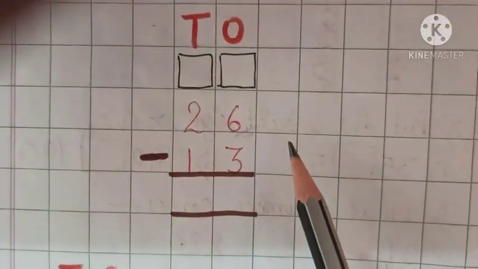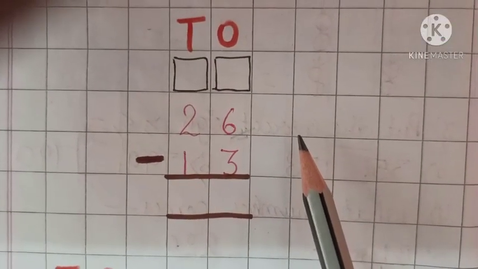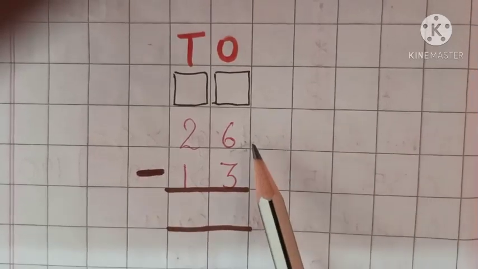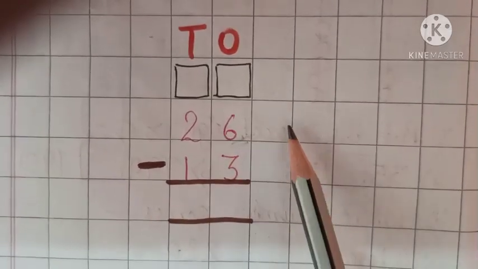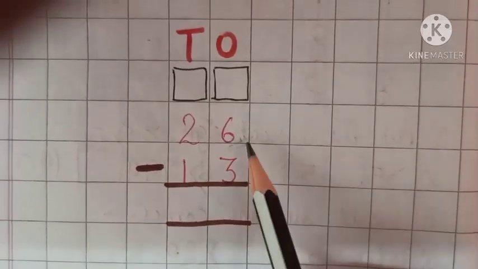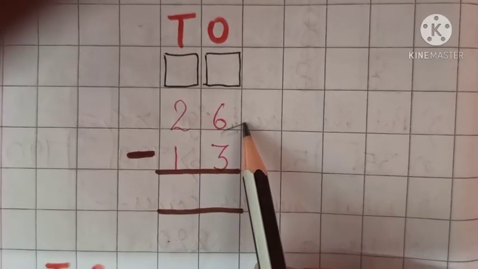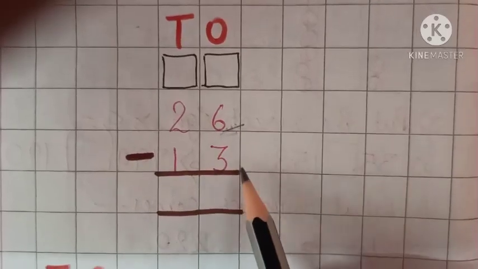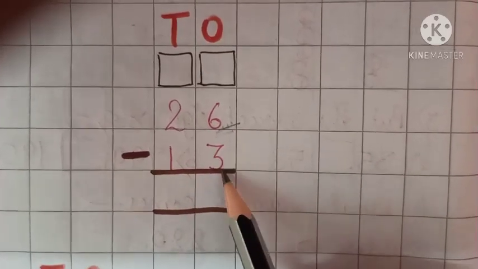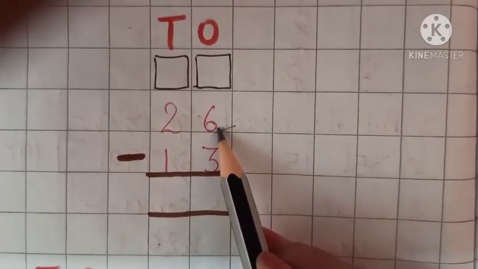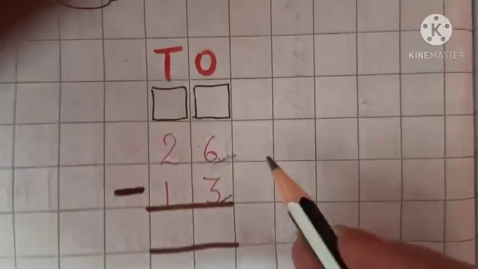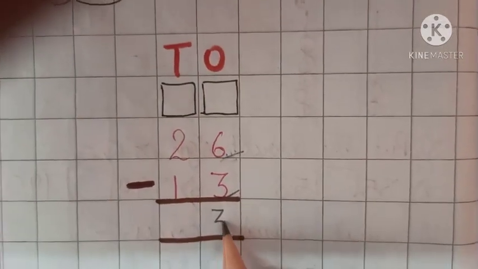Understand how to use this poem in subtraction. More on the top, no need to stop. That means if the number is more on the top, then we don't have to stop here. We have to subtract directly. So when we subtract 3 from 6, what do we get? Yes, we get 3 here.